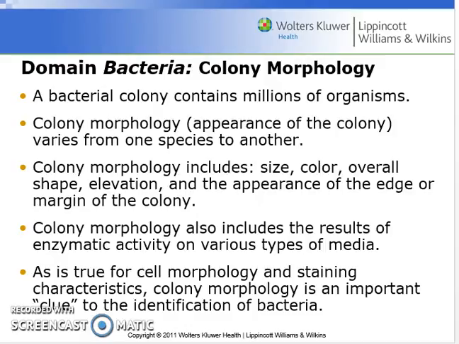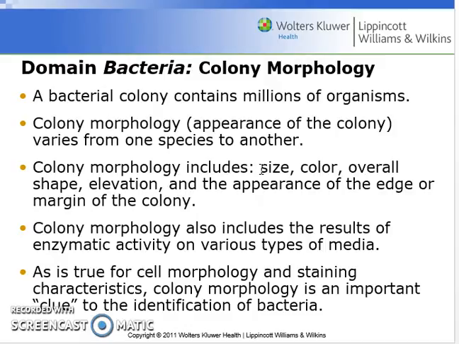So in one bacterial colony, you can have millions upon millions of bacterial organisms. The colony morphology, as I said, is going to be different in comparison to all the species that are out there. So things that you evaluate are going to be things like size, color, the shape of the colony. You'll look at the elevation, so how high or how low does the bacterial colony raise itself above the agar.